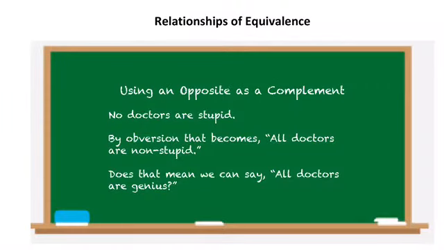And then we have to talk about what happens when you use an opposite as a complement. For example, we have the statement, no doctors are stupid. By obversion, that becomes, all doctors are non-stupid. Now, that may sound odd, but you say, well, maybe we can just say something like this. All doctors are genius. Now, you have to be careful with something like that.